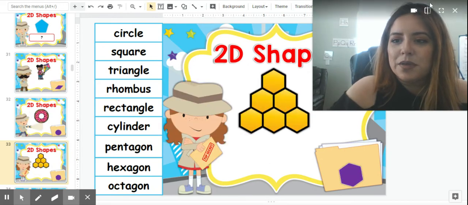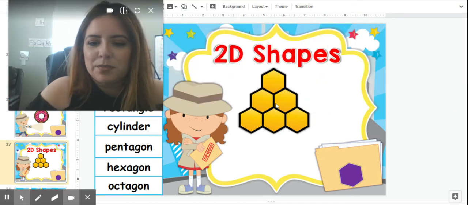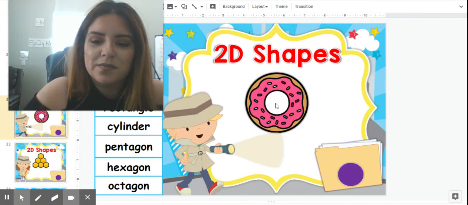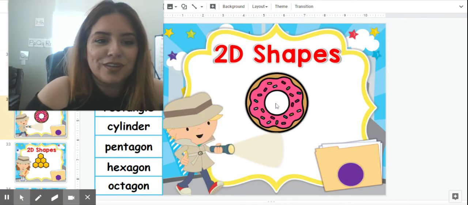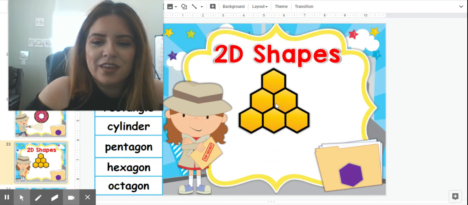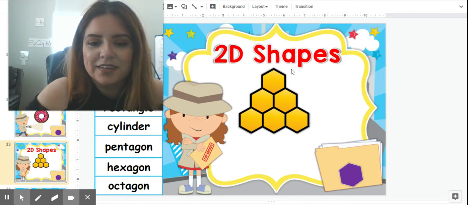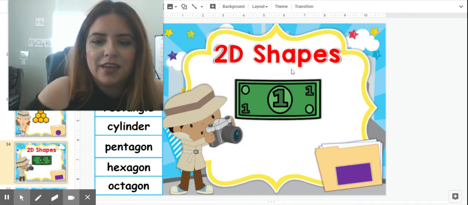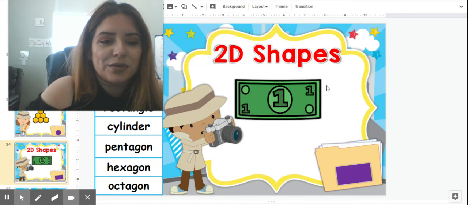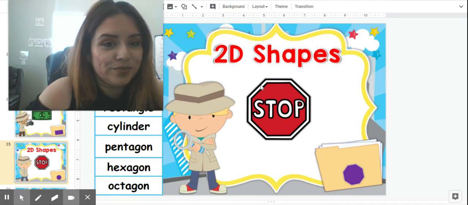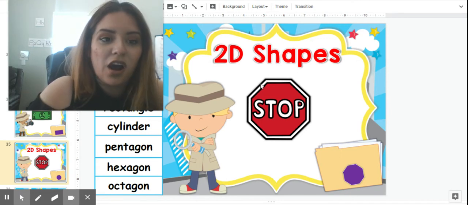So then we just have some pictures of things that look like the shapes. Right? So we know a kite looks like a rhombus. A donut looks like a circle. And then a honeycomb looks like a hexagon. It has 6 sides. And then a dollar bill looks like a rectangle. A stop sign looks like a, do you remember? Octagon. Octagon.